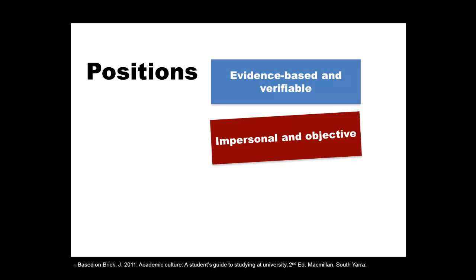Second, an academic position should be impersonal and objective. To do this, you need to distance yourself from the topic. You need to consider the facts without bias, applying logic and reasoning to draw your conclusions, and you should examine viewpoints from a variety of different sources.